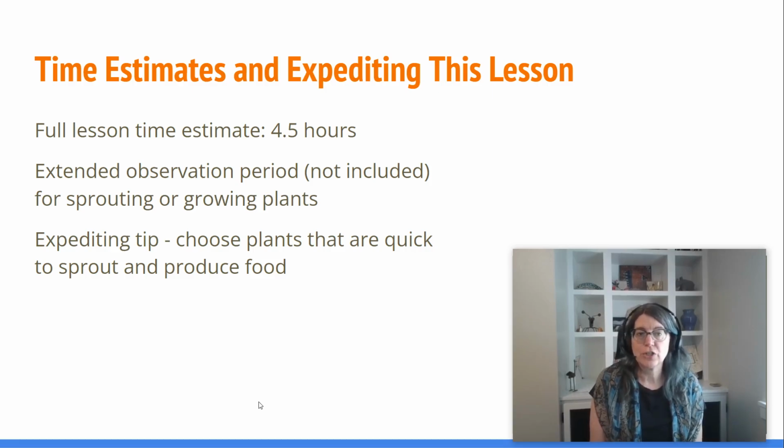That extended observation period, you should just move on to another lesson and come back and complete this lesson after the plants have matured, and then you can go through and make your claim. One expediting tip is to choose plants that are quick to sprout and quick to produce food, and we have some ideas on that in the lesson. Things like bean sprouts or lettuce are popular choices.